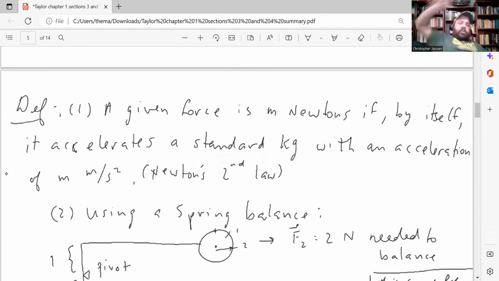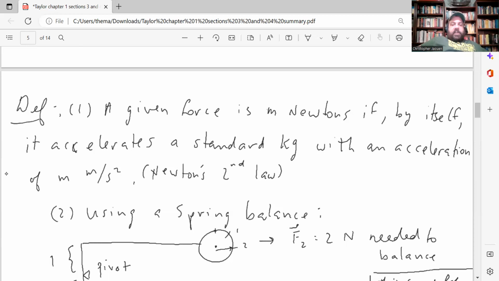And then he gives two formal definitions, or I guess more formal. I don't know if there are other definitions of forces. There may be. Like I said, this is all new stuff to me. I don't know anything about physics yet. But anyway, he gives two definitions.